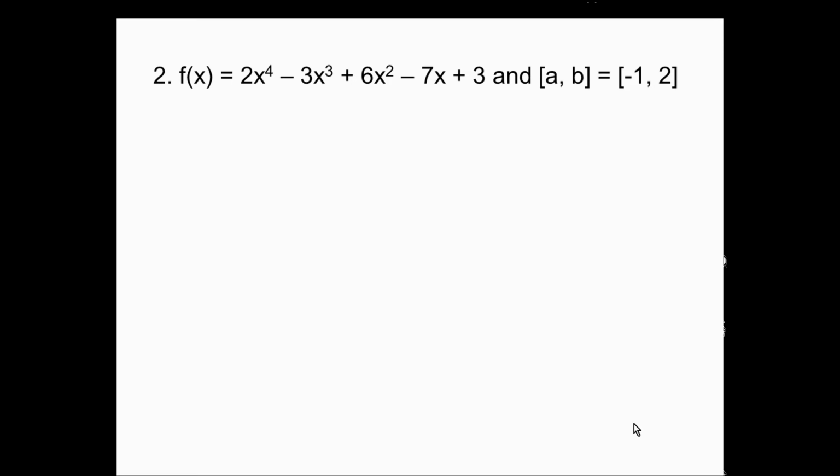Number 2. f of x is 2x to the 4th minus 3x cubed plus 6x squared minus 7x plus 3, and the interval a, b is negative 1 to 2.